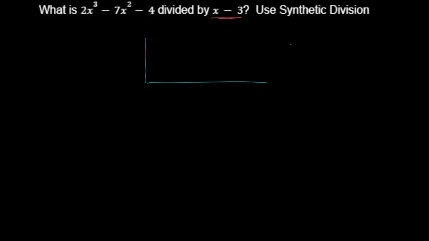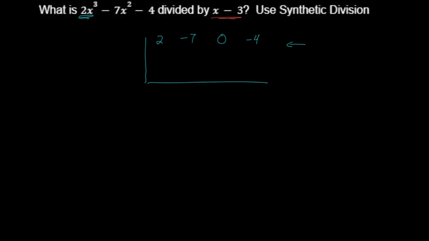Along the top row go the coefficients for each of the degrees, or each of the terms. Remember that if you're missing any exponents, you need to put placeholders for those powers. So our highest powered term is the 2x to the third. So we'll put 2 for the x to the thirds. We'll put negative 7 next for the x squareds. We don't have any x to the first, so we'll put 0 as a placeholder. And then negative 4 overall.